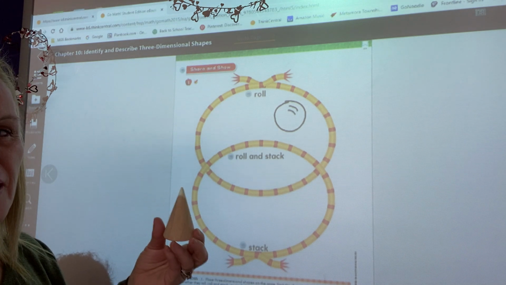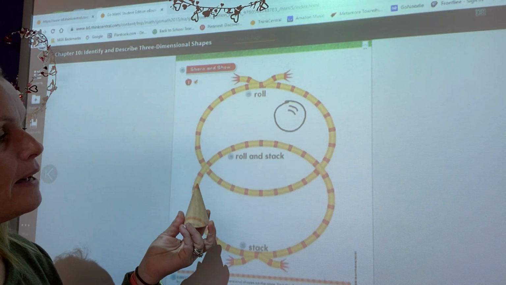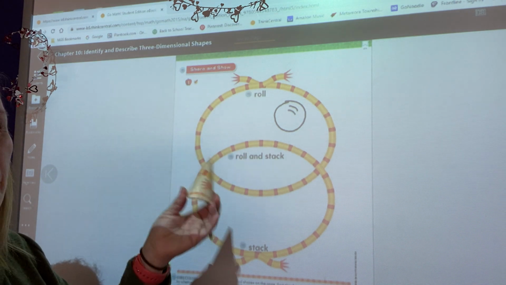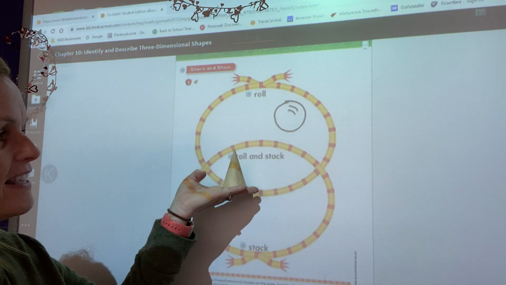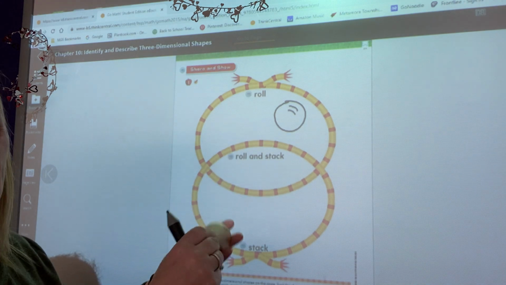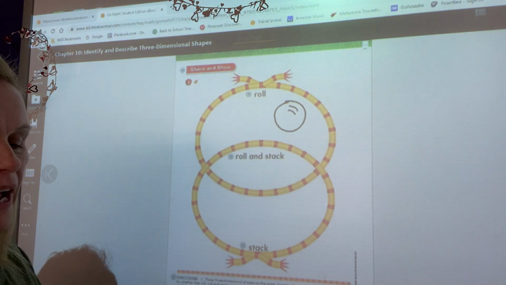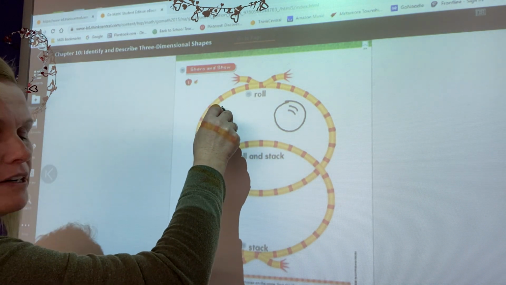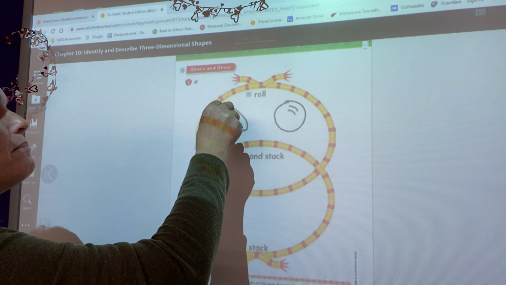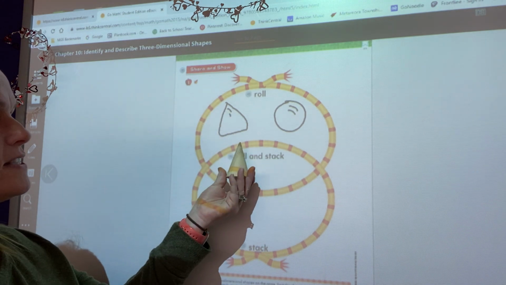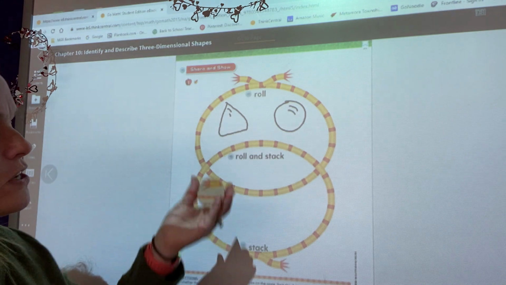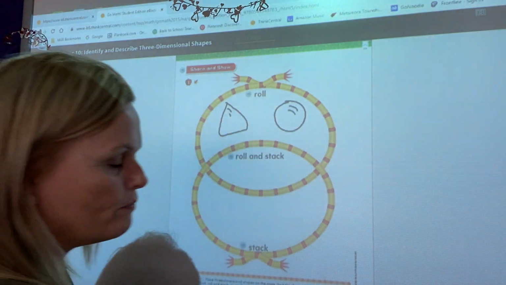Now, this is the one that gets kind of tricky because in Miss Vogel's teacher book, it says that this would just be on the roll. But for me, I kind of think that a cone could roll and stack depending on what side you put it on. So it's okay. We'll go ahead and put it up here like my teaching book tells us to. But boys and girls, it's okay if you decided to put it in the roll and stack, because I could see why you would want to do that, since on one side of it you could roll.